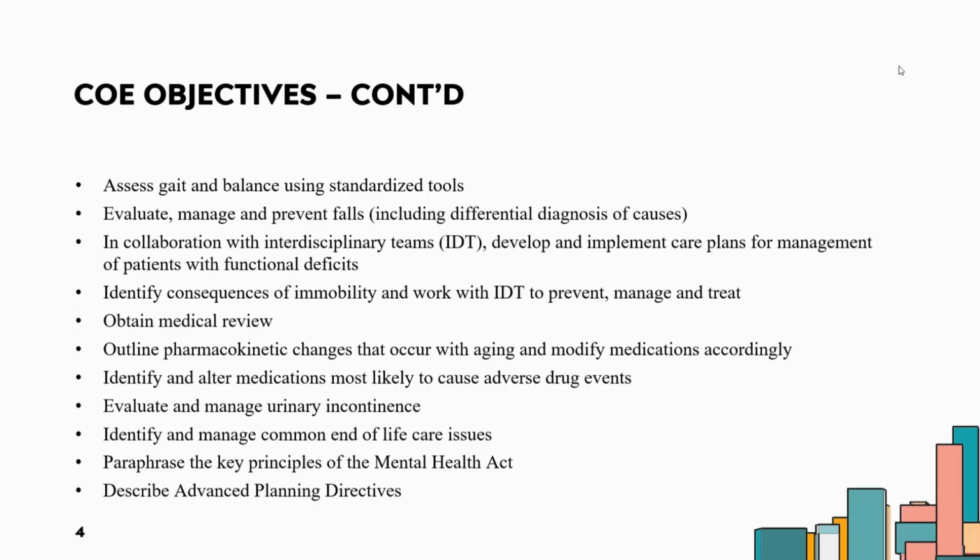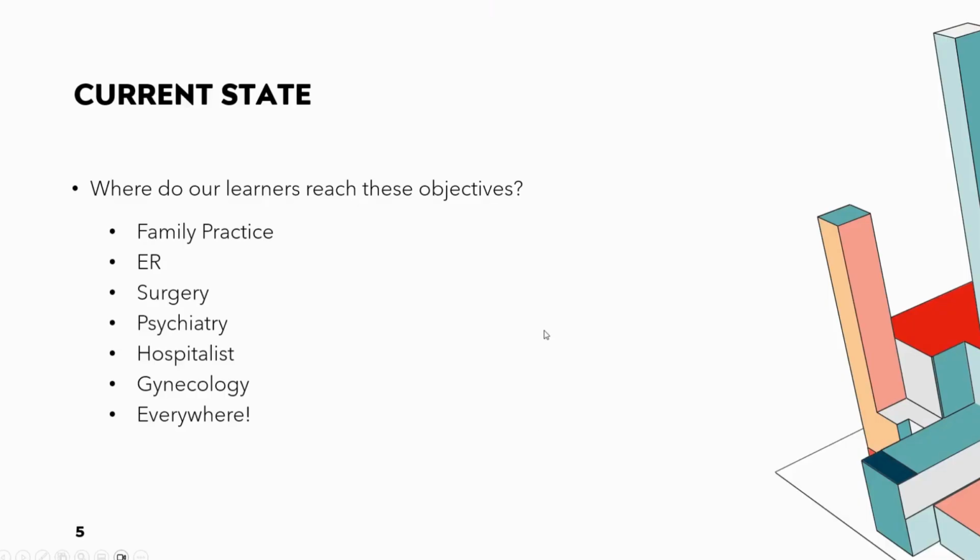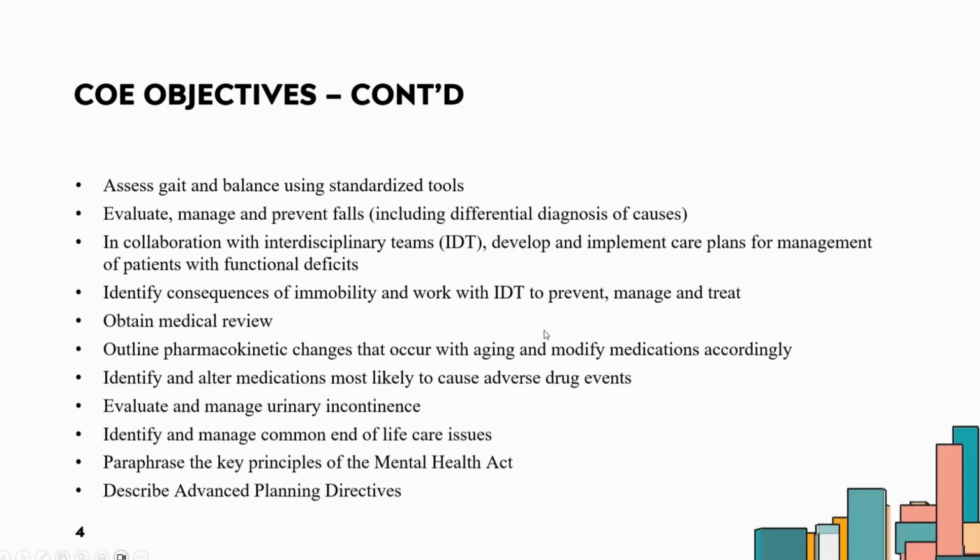Look at medications that can cause adverse drug events, evaluate and manage urinary incontinence, identify and manage end-of-life care issues. This was an interesting one for me. Paraphrase the key principles of the Mental Health Act, describe advanced planning directives, and, if I can, that's it. So I can appreciate that that's a huge number of objectives. This is what we hope our learners achieve through the course of their 2-year program.